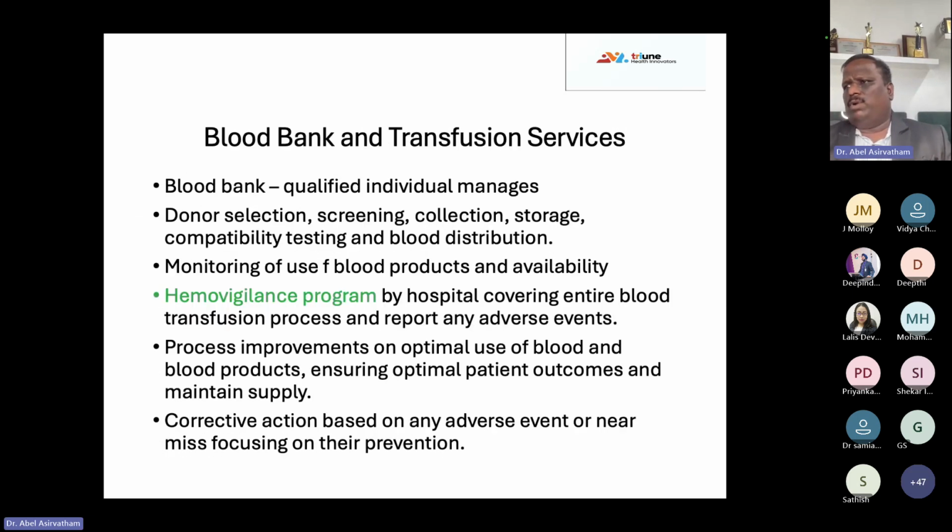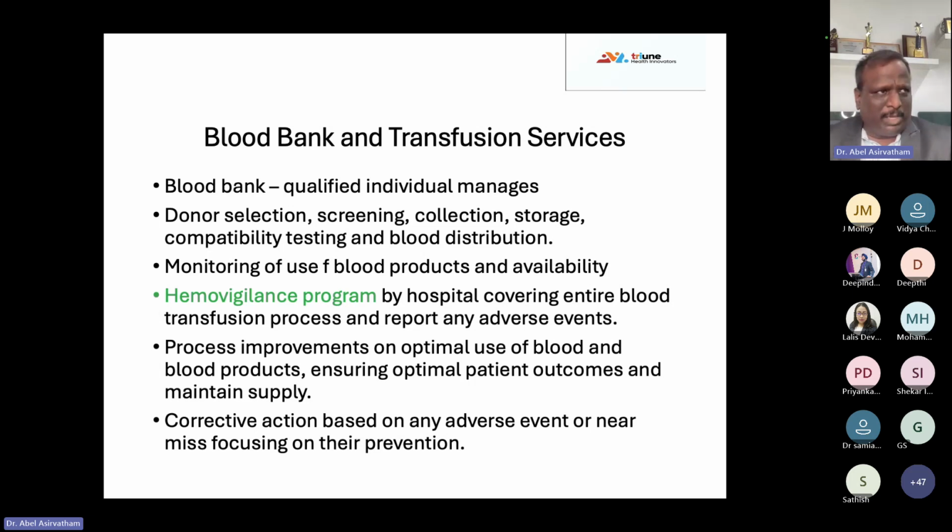So blood bank, a qualified individual, it talks about their qualifications and their training. Then it talks about the donor selection, screening, collection, storage, compatibility testing and distribution. Monitoring of use of blood and blood products and availability. And more important, the 8th edition talks more about the hemovigilance program by the hospital covering the entire blood transfusion process and report any adverse events.